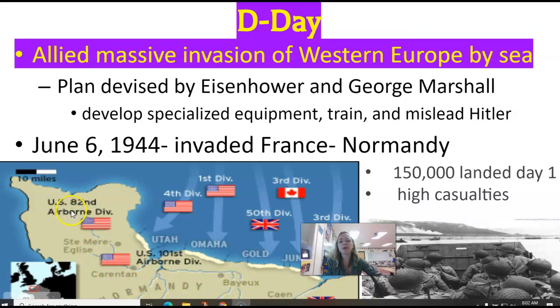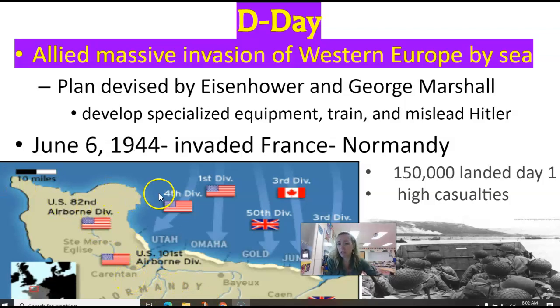right, to mislead them. They also are going to begin this entire invasion by dropping in paratroopers behind enemy lines, the U.S. 82nd and the U.S. 101st, as well as British paratroopers behind enemy lines. Again, remember, if the invasion by sea does not go well, nobody's coming in to rescue those guys. So they're being dropped in behind enemy lines, which is a pretty brave thing to do.